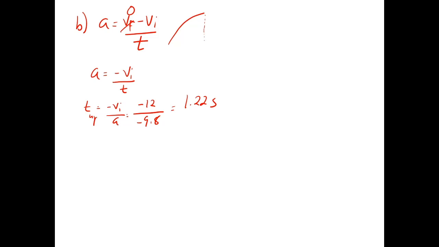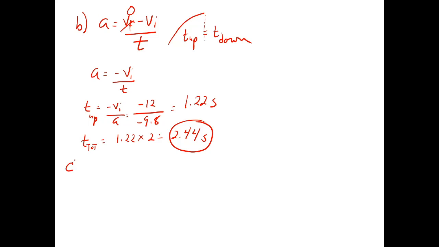But that's only time up. You'll notice that's half of what the answer I gave. So to get the time total, we did this before in the last chapter, we just double that number. Because it's level to level, time up will be equal to time down. So that's the total time that it's going to be in the air.